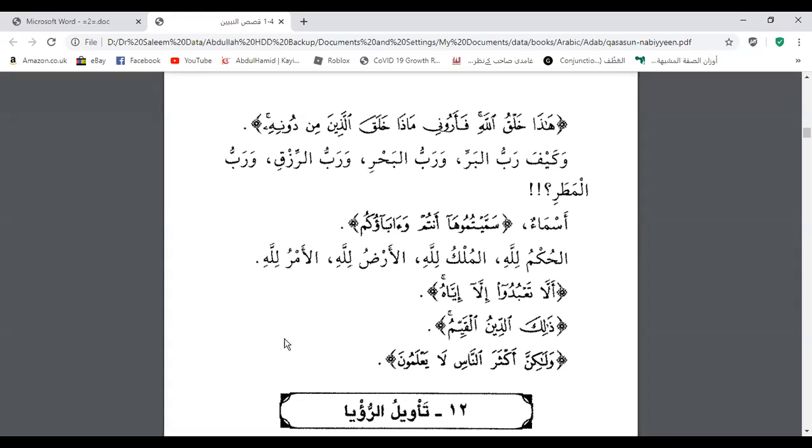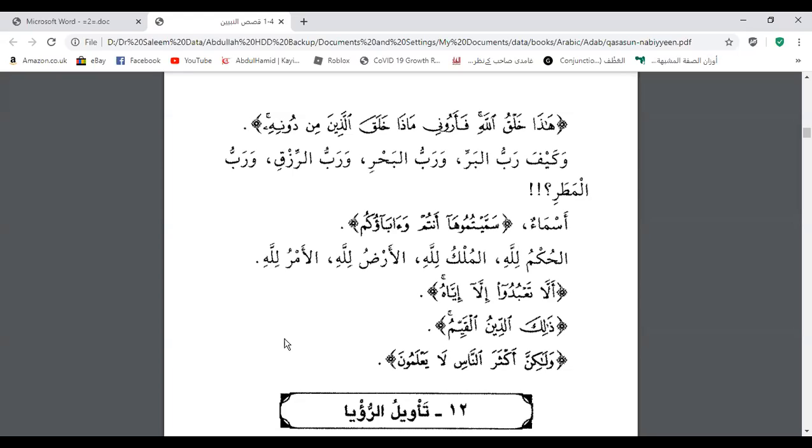وكيف رب البر ورب البحر ورب الرزق ورب المطر. And how could there be a Lord of land, Lord of sea, Lord of provision, and Lord of rain? أسماء, these are just names سميتموها, which you have given to these idols. أنتم وآباؤكم, you and your forefathers. They've just given these names.